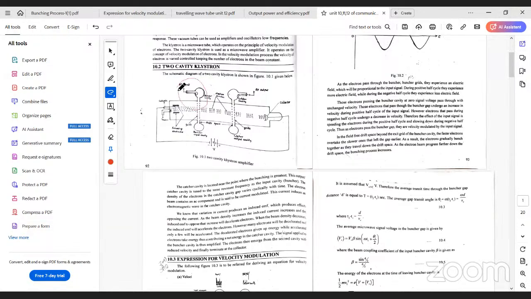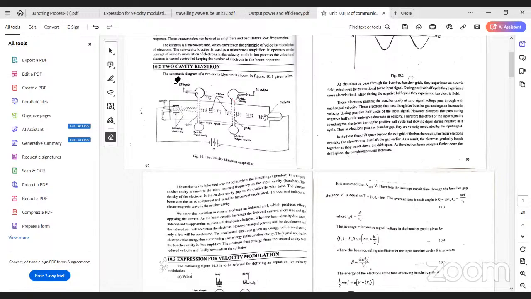What is this block? Modulation of velocity, very good. Velocity is modulating. From where to where? From cathode to the collector. Velocity is modulating from cathode to the collector. Here, what are the components we have in this?